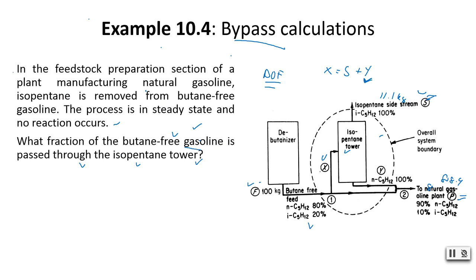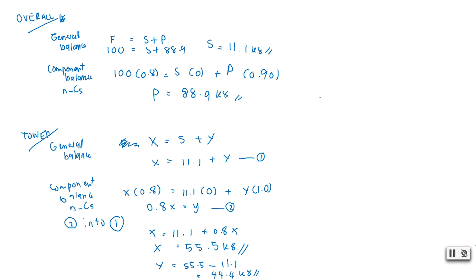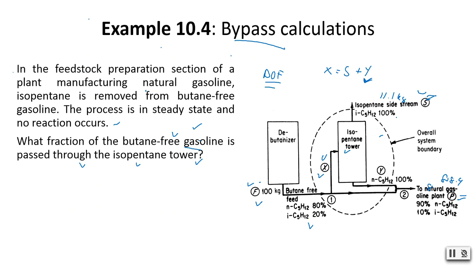And the question asks, what is the fraction of gasoline that passes through the isopentane tower? We want to know the fraction of X compared to F. So X per F: X is 55.5 and the feed is 100, so the fraction is 0.56. So this is the final answer for the question in example 10.4.